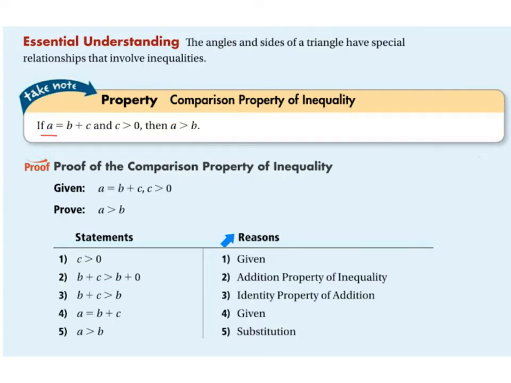Okay, now here they do a proof of that idea. If C is greater than 0, then B plus C has to be greater than B plus 0, which is just the addition property, adding the same amount to both sides. And then that simplifies down, right? B plus 0 is just B. And if we know that A is equal to B plus C, then plugging that in here says that A is greater than B. But the short and sweet of this is that if you have two positive values here, then what they add to has to always be greater than what each of them are individually.